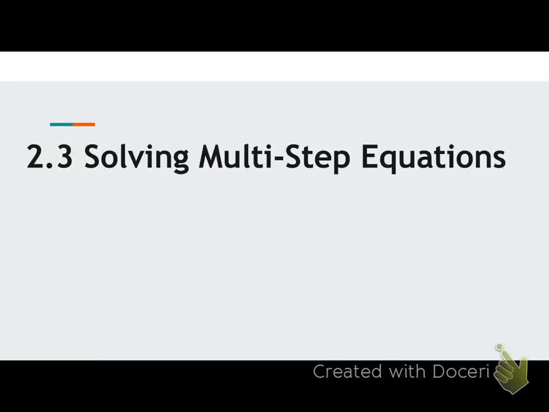Okay, 2.3. 2.2 is solving one-step equations. 2.3 is all about solving multi-step equations. Multi means more than one. So it could be 2 steps, could be 3 steps, could be more. Any of those could fall under multi-step equations.